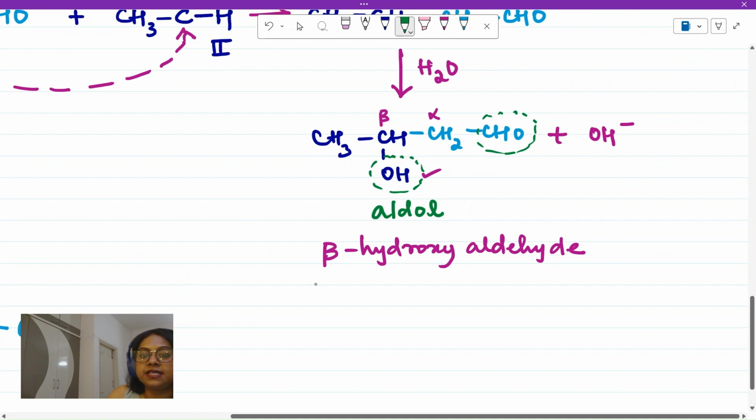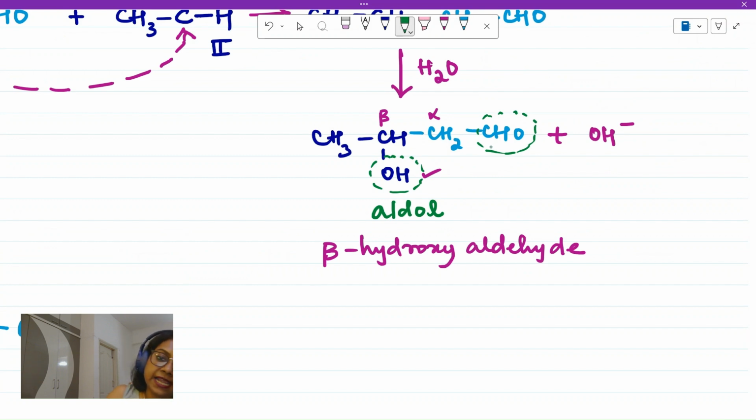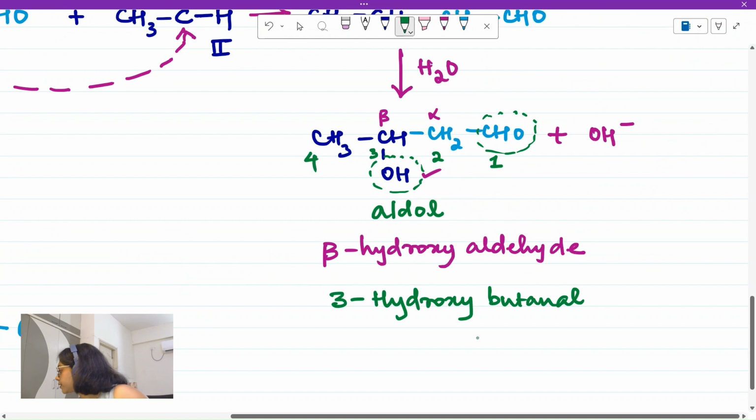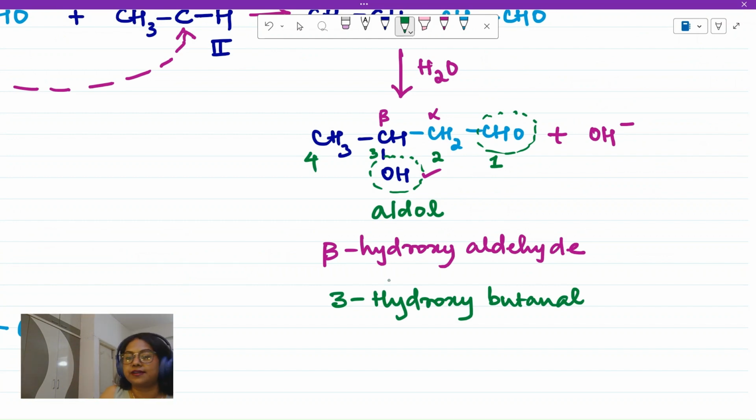How can we name this? You have to start with the aldehyde group, which has more priority. 1, 2, 3, 4. This is how we number the chain. So what does this become? 3. Can you tell me? 3, 3 hydroxy. Great. 4 carbons. So 3 hydroxy butanal. Yes. Got it? Or butane 1-al, but you can write butanal together. That's fine. Got it? Okay.